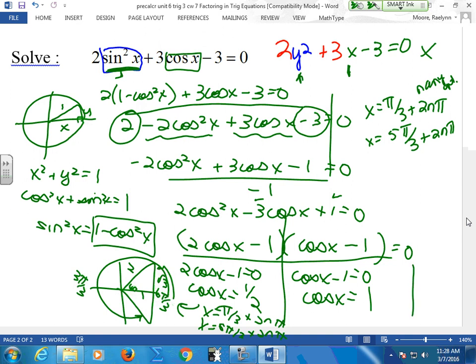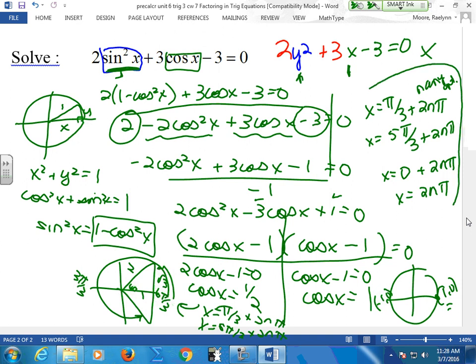Now we got one more, cosine of 1. So on my unit circle, my cosine is my x value. This guy would be a 1. So therefore, I've got 0 degrees plus 2n pi. So you can just say 2n pi. So at the 0, the 2 pi, the 4 pi, the 6 pi, the 8 pi, I will always find cosine of 1. So I've got these as my solutions. Okay? Make sense?